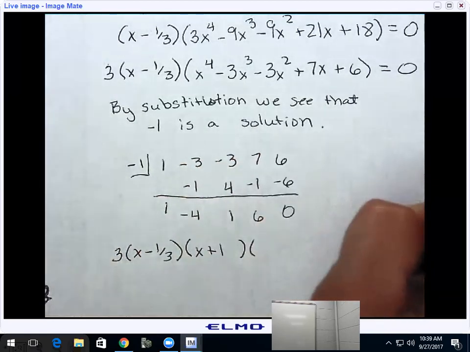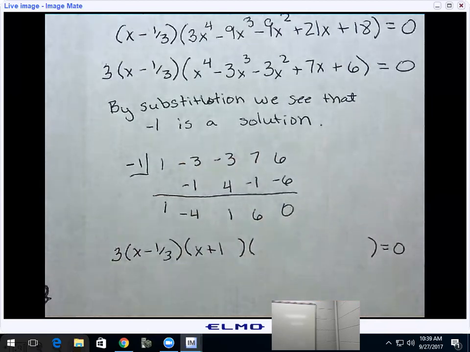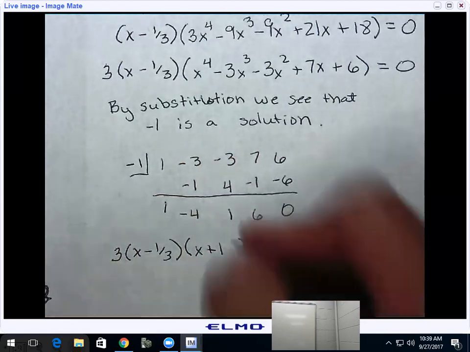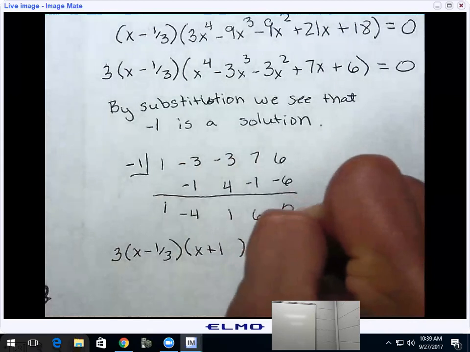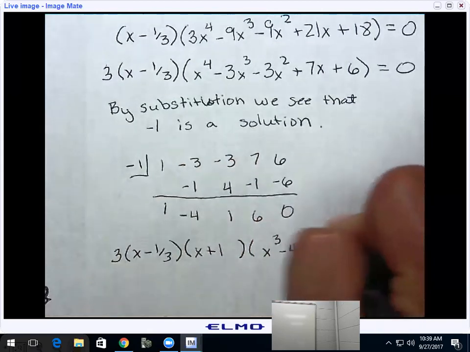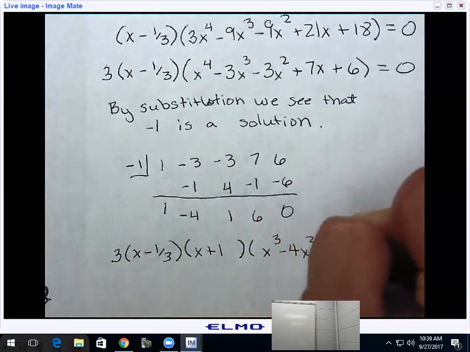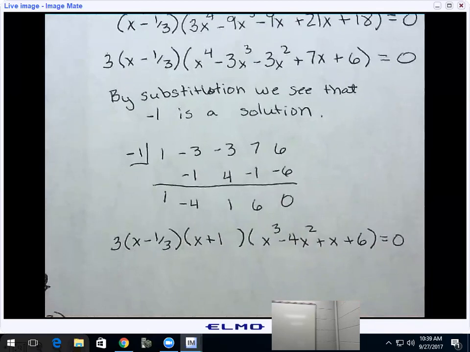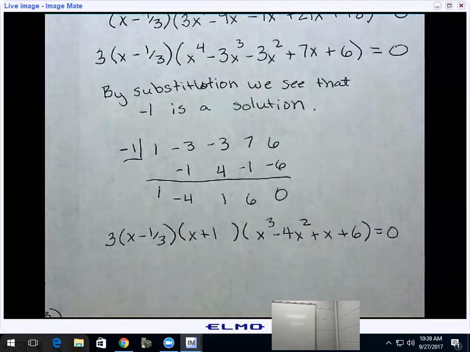My other factor is down to what degree now? Third degree. That's 1x cubed minus 4x squared plus x plus 6. And then I was hoping by now this would be down to something I could factor by grouping, but it's still not. Grouping's not going to work on that. So we're going to have to find one other solution by substitution.